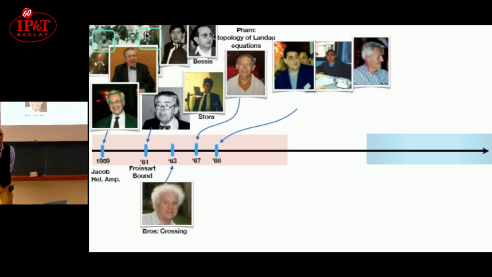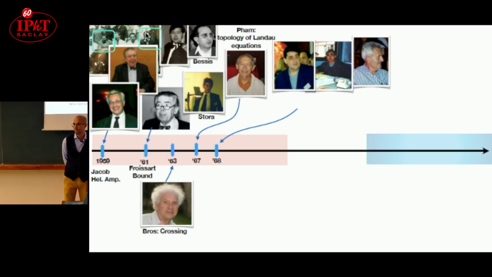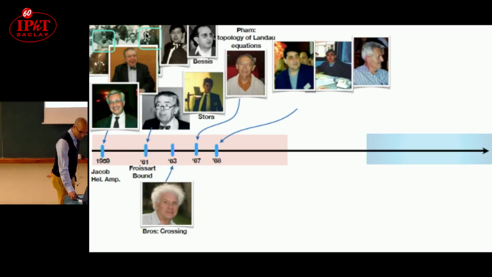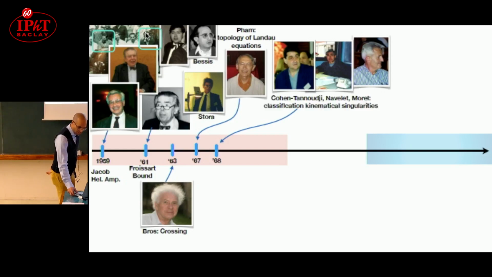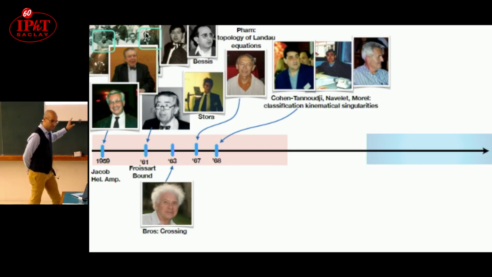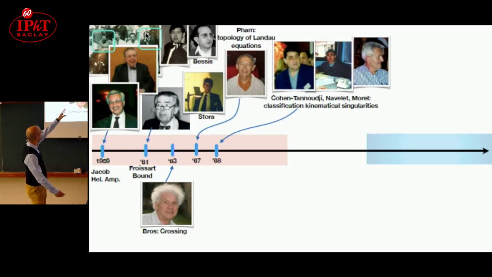These are three. Some are here. Yes, and what work was done in 68? Okay, I'm not sure about that. I didn't know about this acronym, this way of referring to this work. The one I know and used in my own research was this classification of kinematic singularities of scattering amplitudes. So this, of course, is Cohen-Tannoudji, Nablé and Morel.